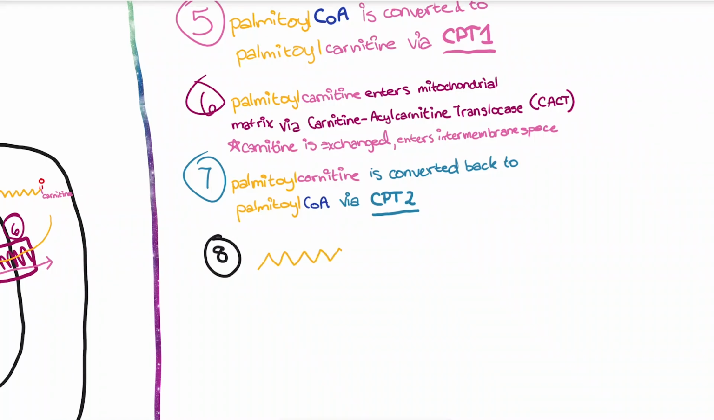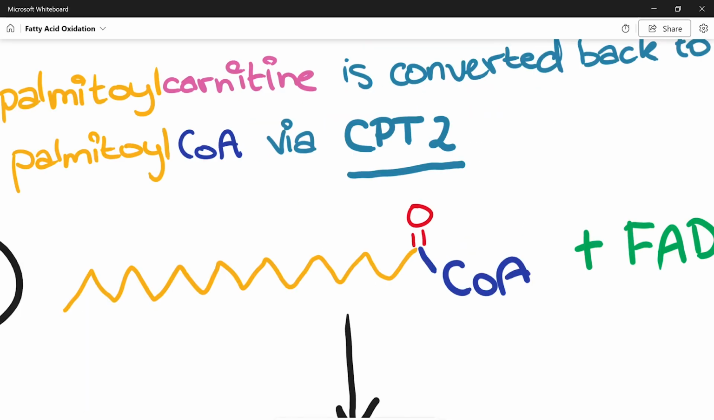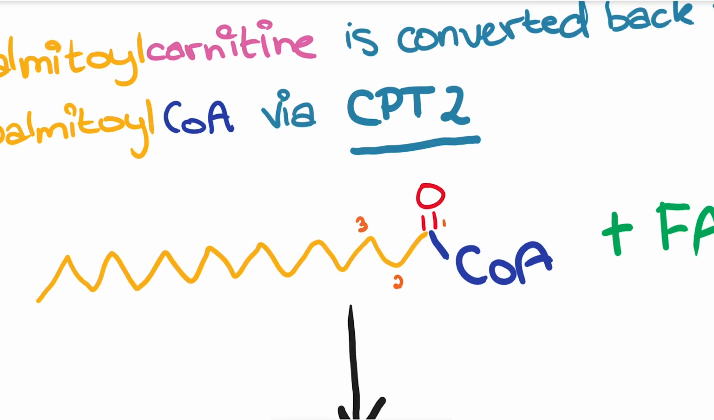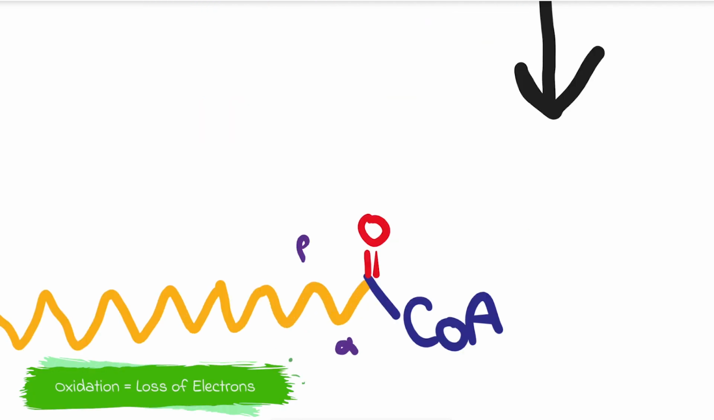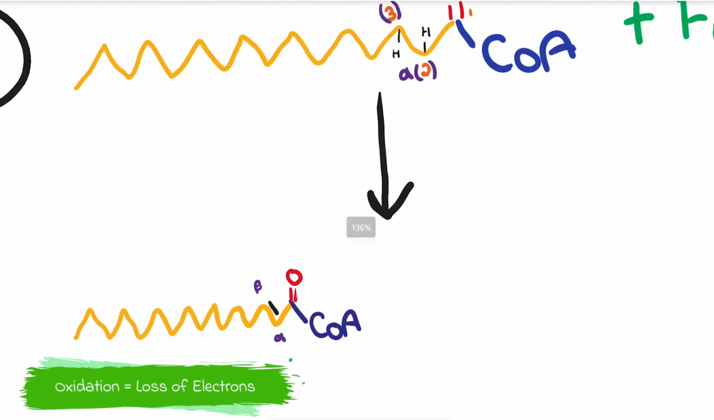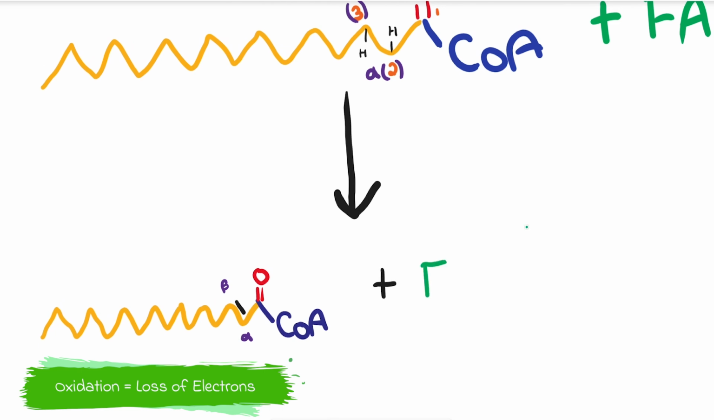In the first step of beta oxidation, palmitoyl-CoA is going to react with FAD plus to make FADH2. The first carbon in this chain is double bonded to the oxygen, so although it's carbon number 1, the alpha carbon is carbon number 2, making the beta carbon carbon number 3. This is beta oxidation, so we're going to be losing electrons from that beta carbon, which is going to make a carbon-carbon double bond, which means another hydrogen, or H plus, also has to be lost.